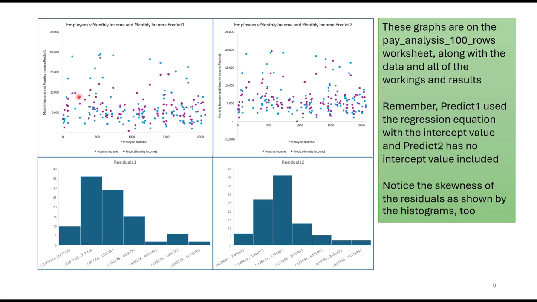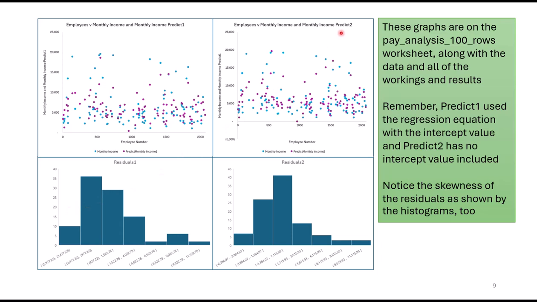I've got the monthly income, the blue dots, and the prediction, purple dots, all in the same graph. This is for predict 1, which includes the intercept value. And here's the histogram of the residuals, and you can see it's positively skewed. At least in theory, we'd like the residuals to be normally distributed. They aren't. Not in this small sample anyway.